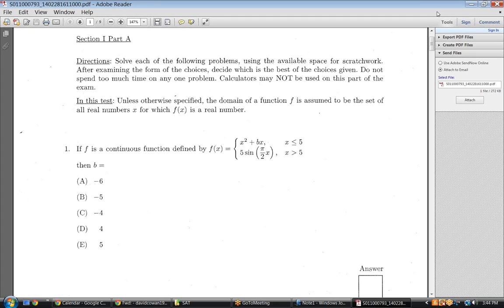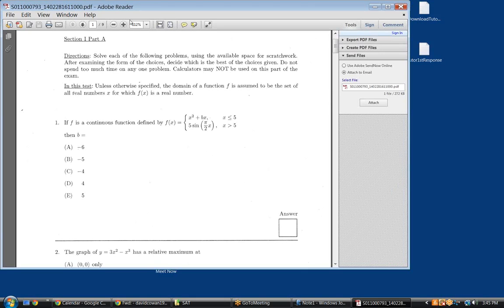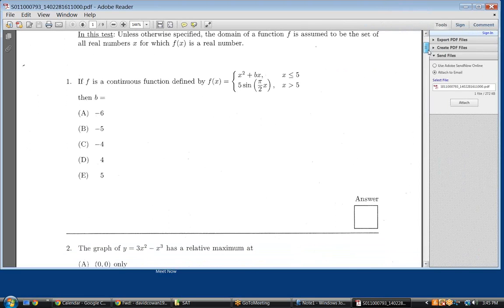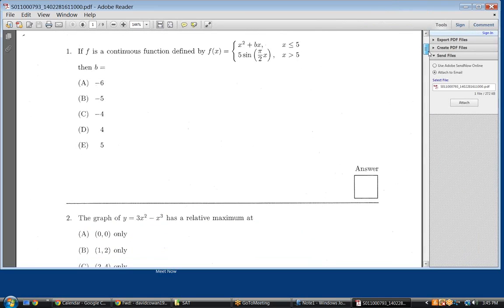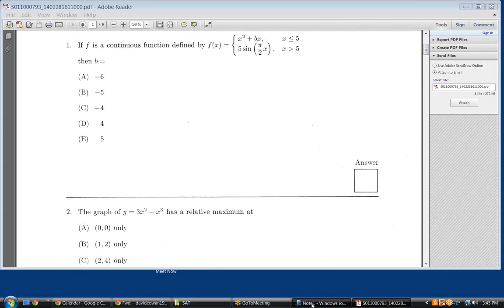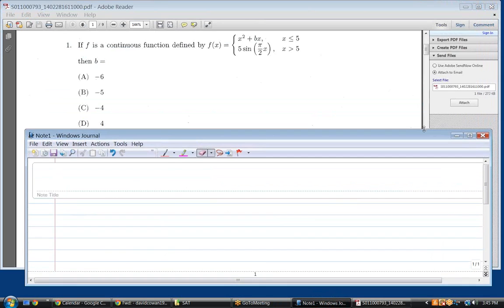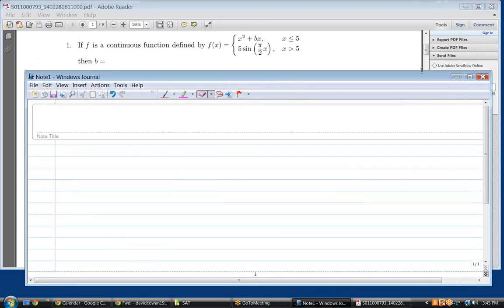All right, calculators can't be used. Okay. All right. Let me get my thing up here so that I can have room to write. We don't need our multiple choices.